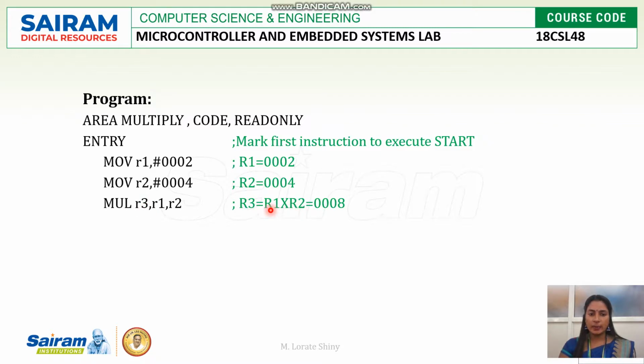So here we will multiply R1 and R2. 2 and 4 will be multiplied. The result 0008 is stored in the R3 register. In the execution part, we can find the result 0008 in the R3 register. Actually, this R3 register is a 32-bit register, so the multiplication result is 32 bits. This is a half word, so the next half word will be 0000.